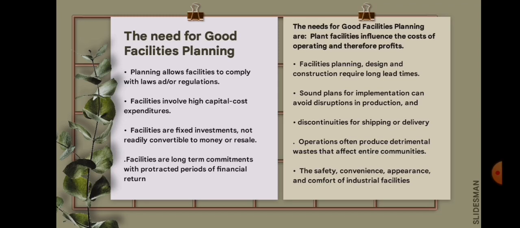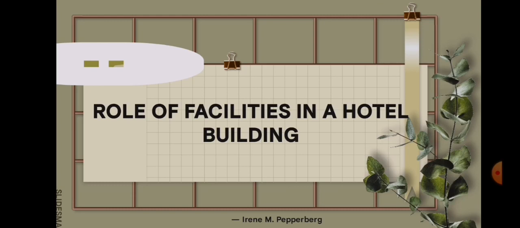Sound plans for implementation can avoid disruptions in production and discontinuities for shipping or delivery. Operations often produce detrimental waste that affects entire communities. The safety, convenience, appearance, and comfort of industrial facilities. Next, we have the role of facilities in a hotel building.